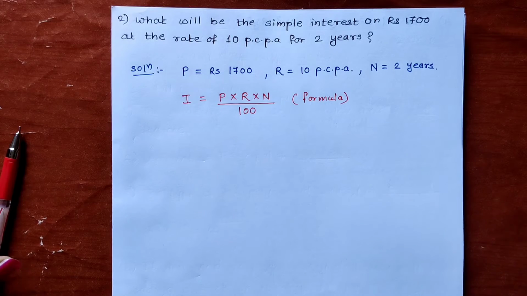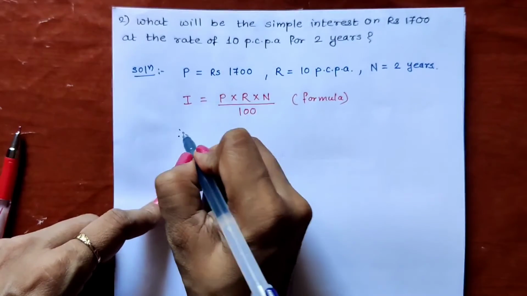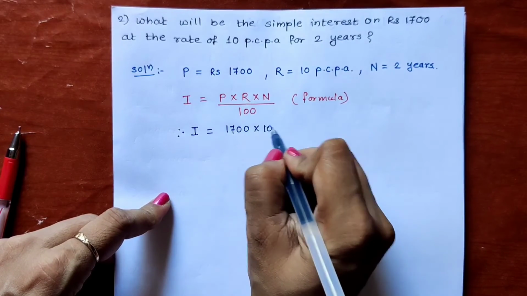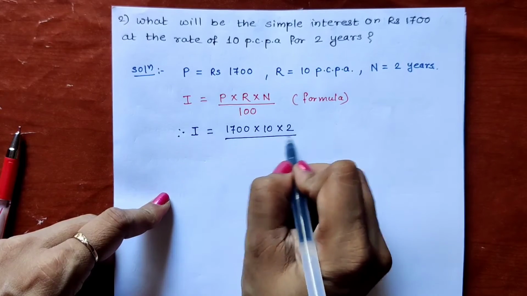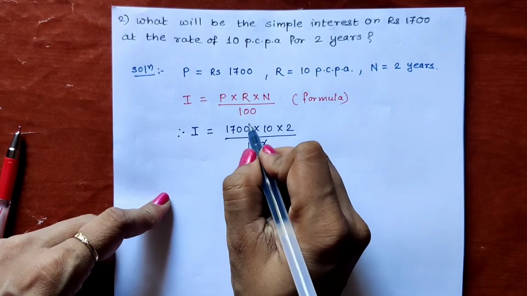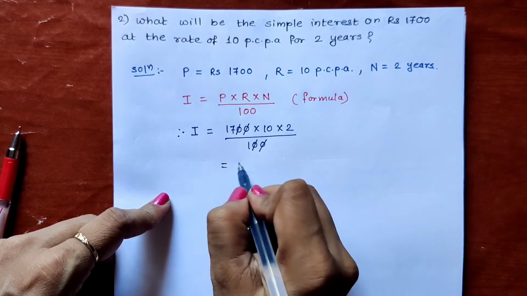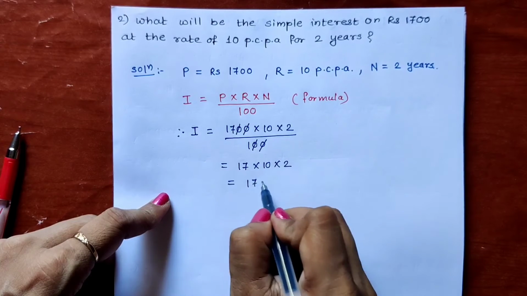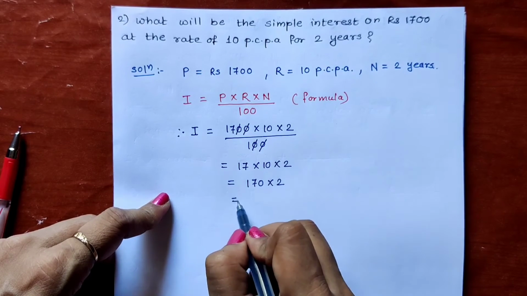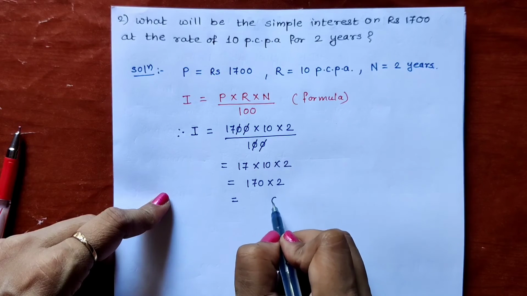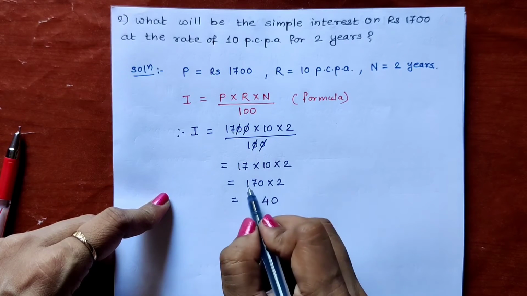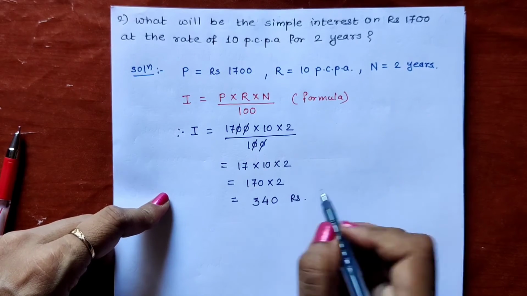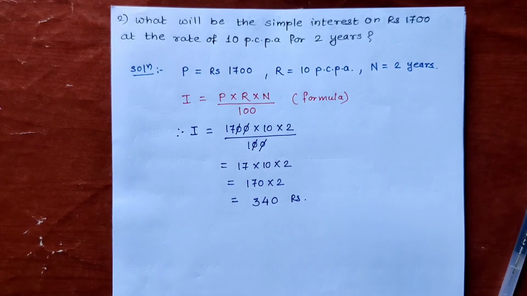So now we have to write the values in the formula. Therefore I is equal to P is 1700, R is 10, number of years are 2 upon 100. Now cancel this 2 with this 2. What is remaining? We write here 7 into 10 into 2. So 7 into 10 is 70, into 2. What is 70 into 2? 2 zeros are 0, 2 sevens are 14. So interest is rupees 340.